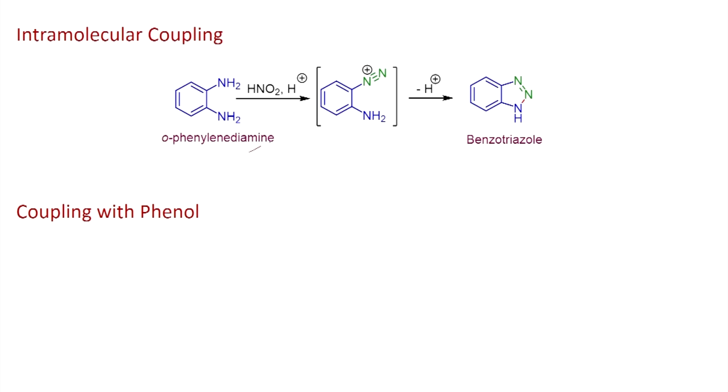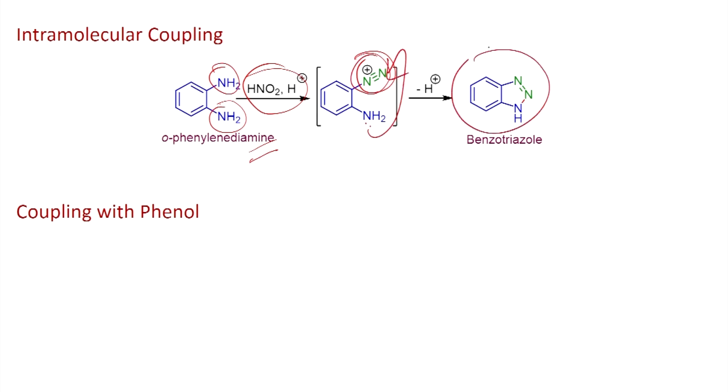Here an intramolecular reaction is shown. Whatever we have seen in the earlier slide is an intermolecular reaction between amine and diazonium salt. So when you take this phenylene diamine and when you react with nitrous acid, one of the NH2 can be converted into diazonium salt. Here this NH2 has been converted into diazonium salt. Once you form the salt, it can now undergo intramolecular cyclization as shown here, then you will be able to generate benzotriazole as the product.